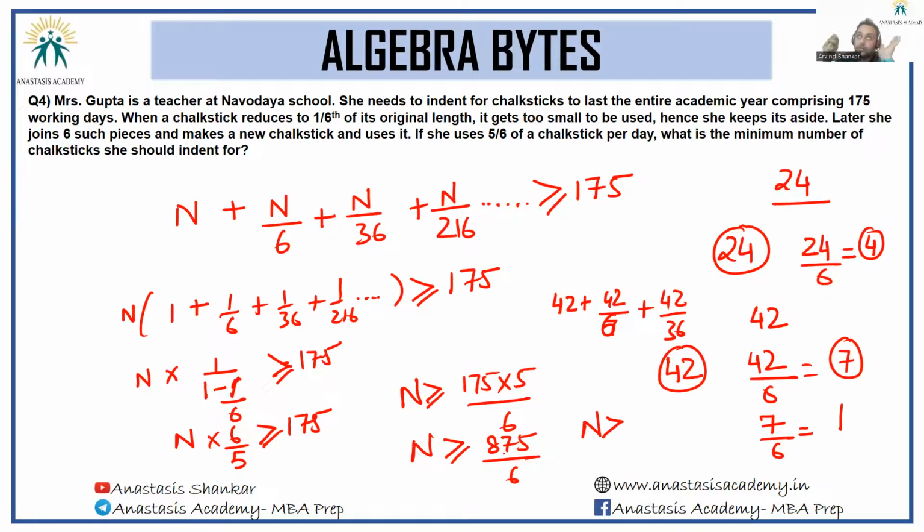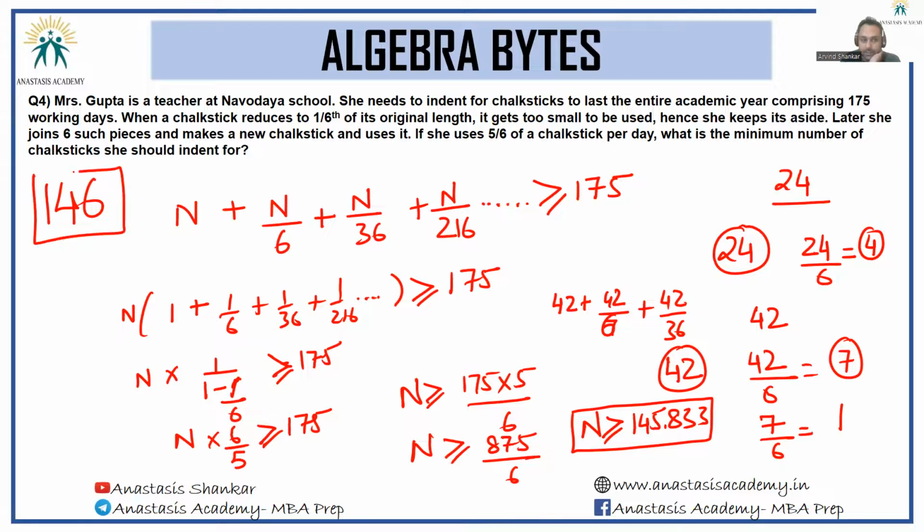Taking out 840, 140 gone, we are left with 35. So 145.833. n has to be greater than or equal to 145.833. But of course, chalksticks cannot be ordered in parts. The answer to the question would be the next integral number, which is 146. If she ordered for 146 chalksticks, it will last her for the entire year.